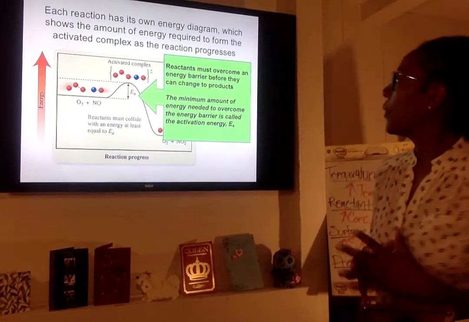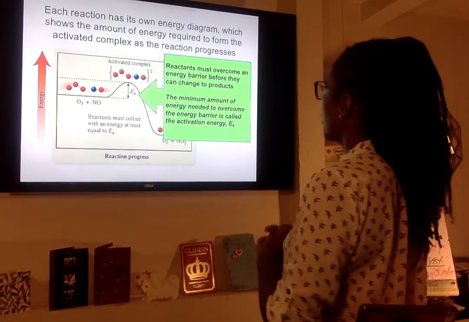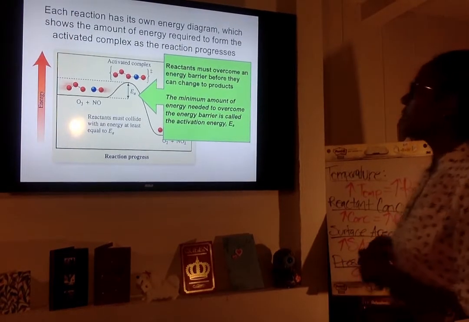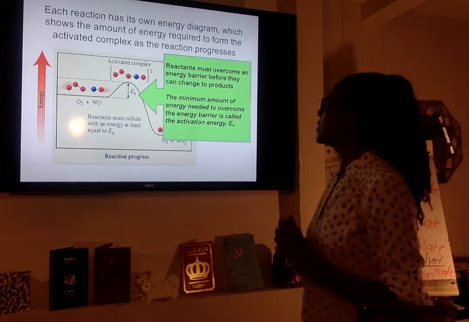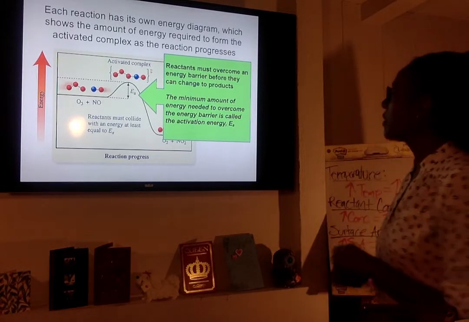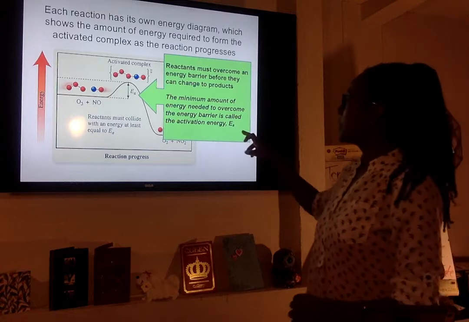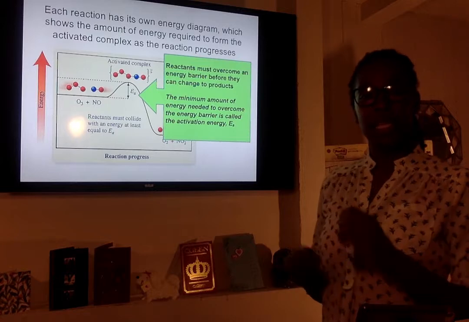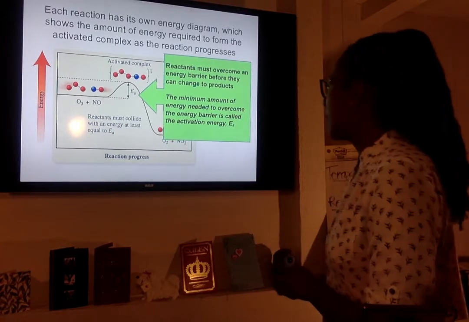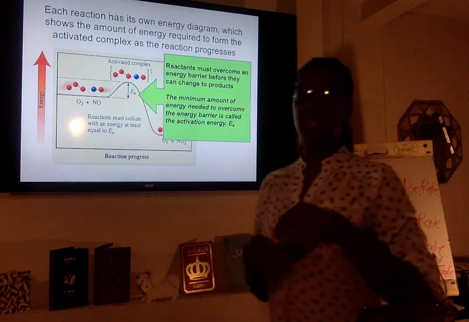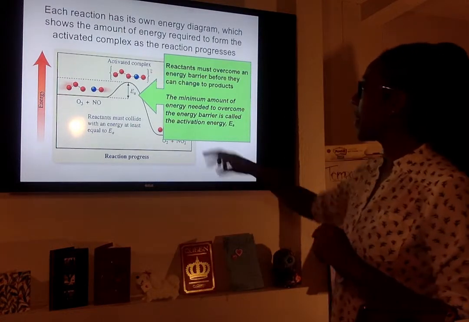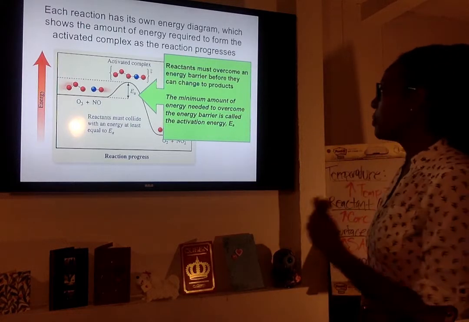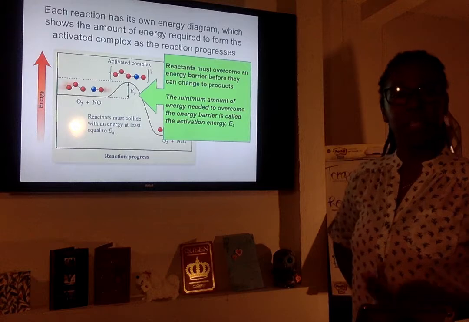All right. So reactants must overcome an energy barrier before they can change to products. The minimum amount of energy needed to overcome the energy barrier is called activation energy. So know this definition. And this EA is what activation energy means. If you see EA, E sub A, then you know that's going to be activation energy. Okay? So remember, that's the minimum amount of energy needed to overcome the energy barrier so that the reaction can proceed.